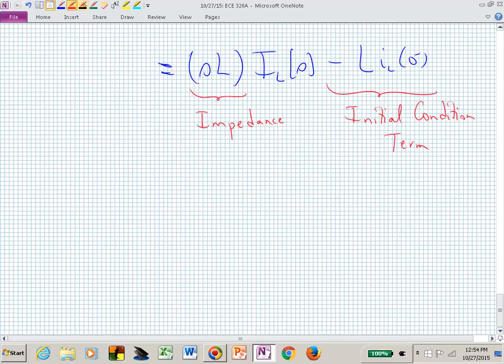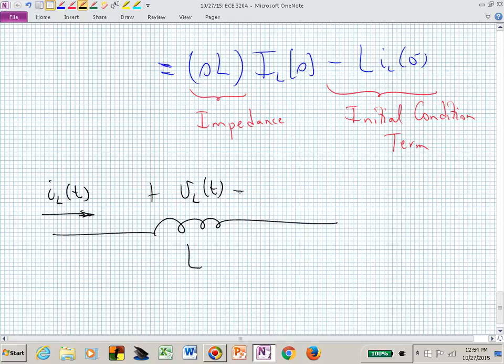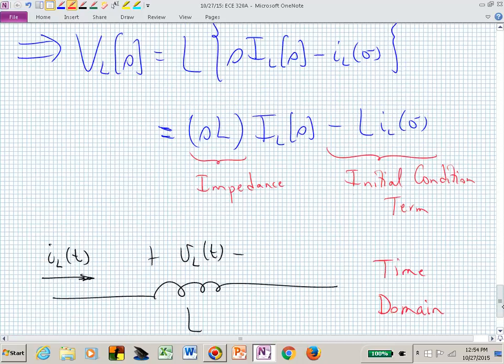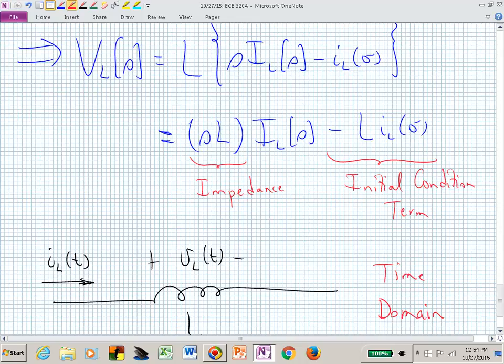Which means then that if we look at the time domain circuit for a general inductor, we now want to take that into the frequency domain, and now we need to realize that the voltage across that inductor in the frequency domain has two pieces. One is the impedance, and the other is the initial condition. And we need to create that S-domain equivalent circuit such that this relationship of the inductor voltage is correct or has this structure.